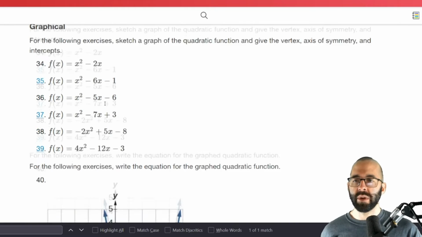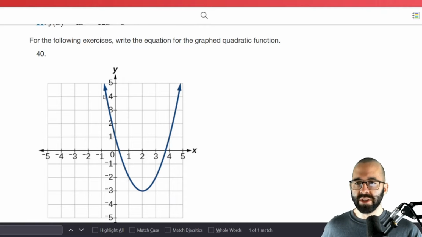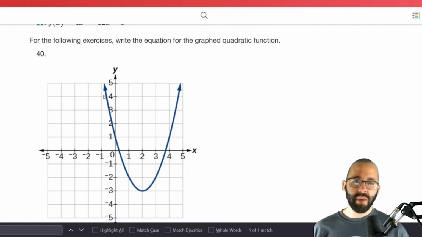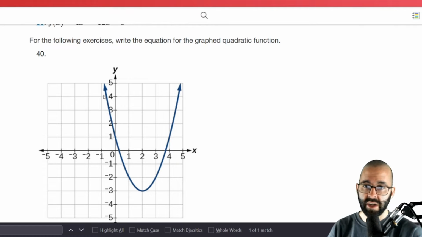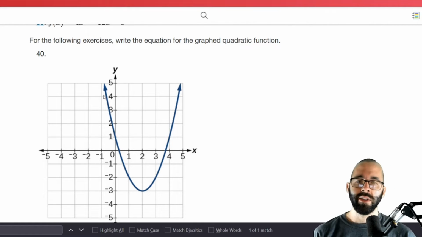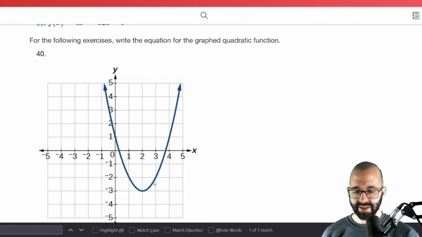For problem number 40, write an equation for this graphed function. There are two methods. I'm going to use the method that we just used, okay? Because it's a little easier. It's longer, but it's usually easier. The other one is quicker, especially if you don't have fractional values. And here we don't have fractional values, so the other method's actually really good here, but let's show it off.